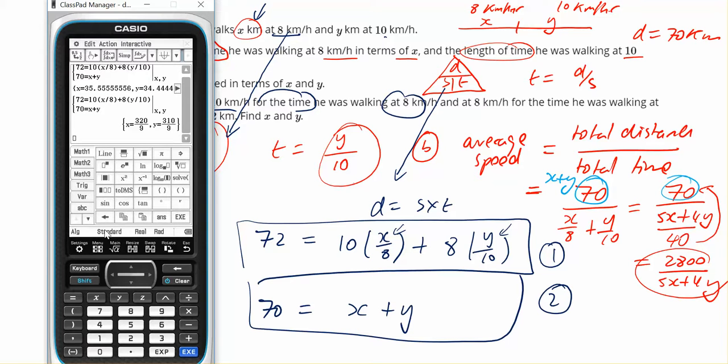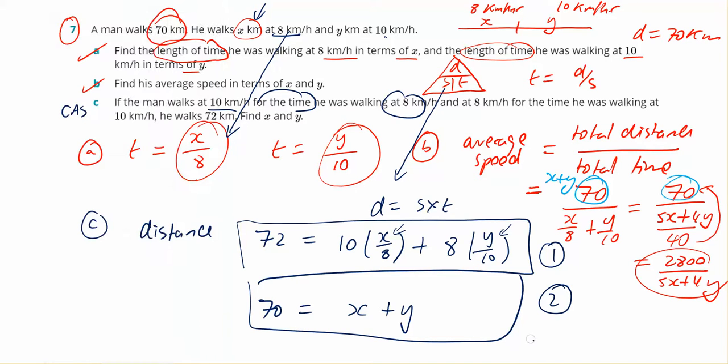So x equals 320 on 9 and y equals 310 on 9. Okay, so x equals 320 on 9, y equals 310 over 9. Okay, and the units are in kilometers, so it's very good. It's very important that you put units in.